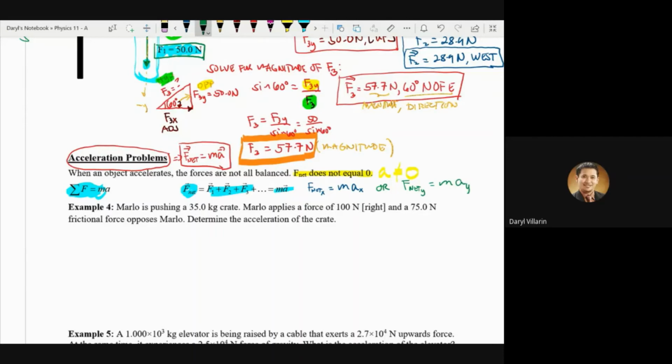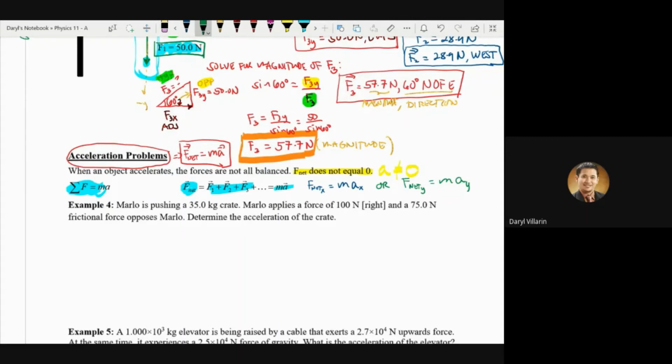Although in most cases one could be 0, the other one has acceleration. So that means that the object is just accelerating along the x-axis. Net force along y is 0. That means that you don't have any movement along the y-axis. So just like in example number 4 here.